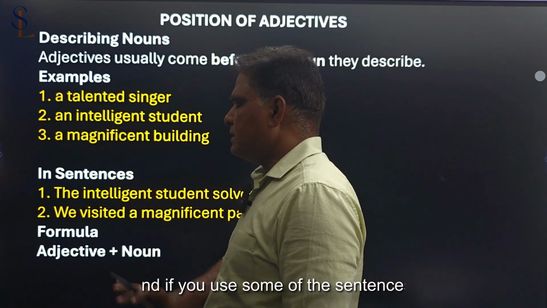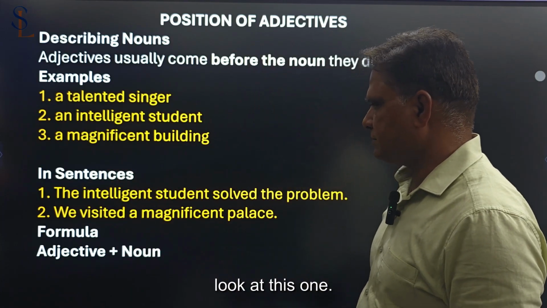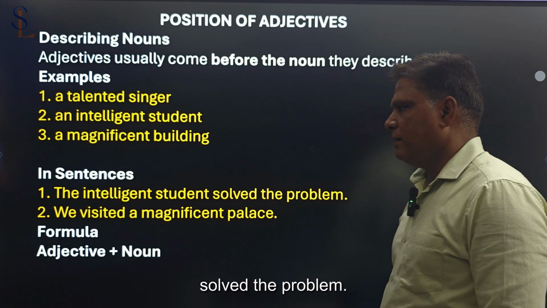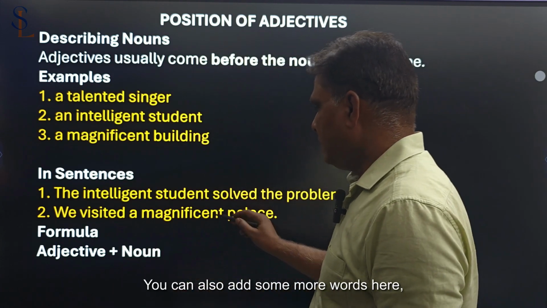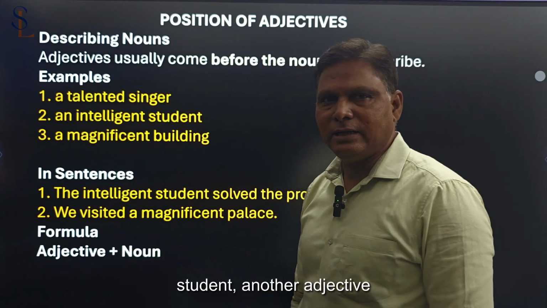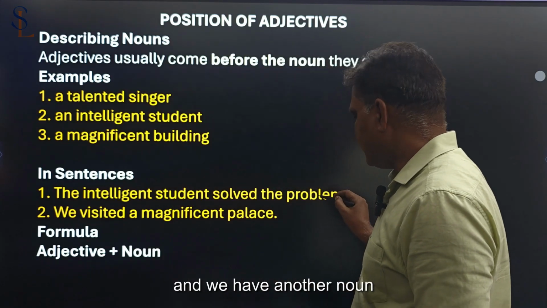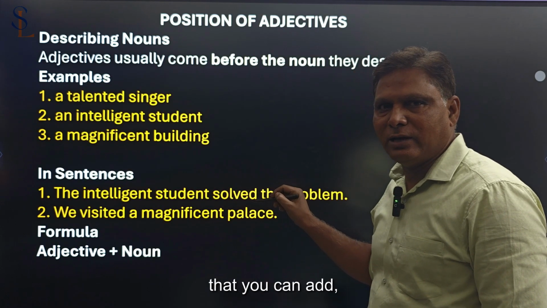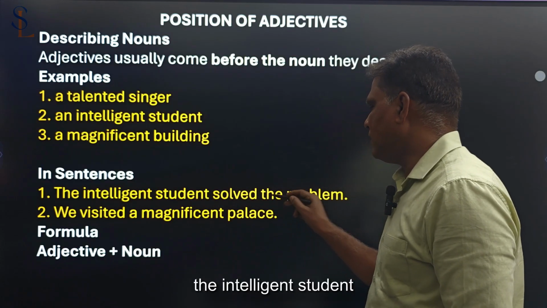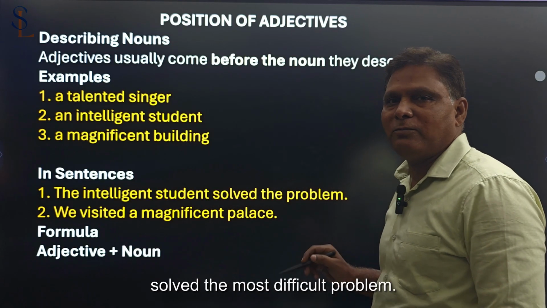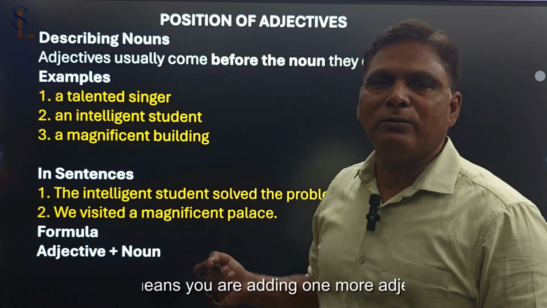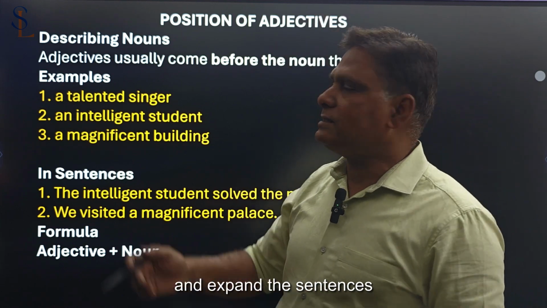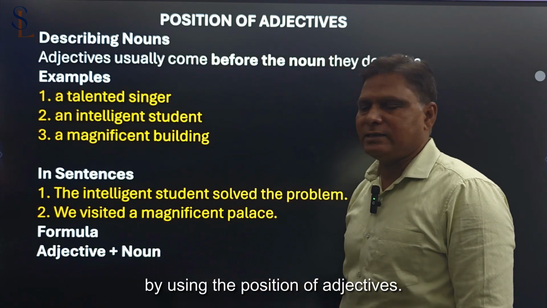And if you use some of the sentences, look at this one. The intelligent student solved the problem. You can also add some more words here. Student, another adjective that is intelligent, and we have another noun called the problem. And what another adjective that you can add? The intelligent student solved the most difficult problem. So that means you are adding one more adjective. So you can keep adding adjectives and expand the sentences by using the position of adjectives.